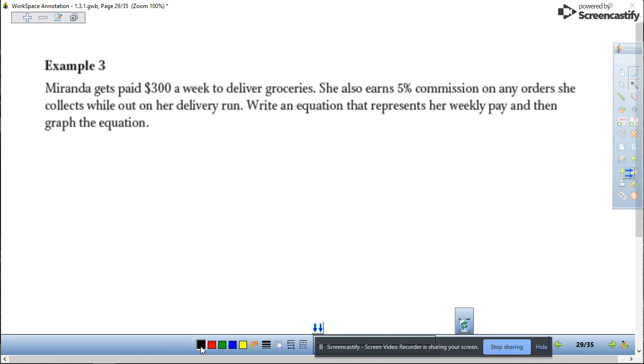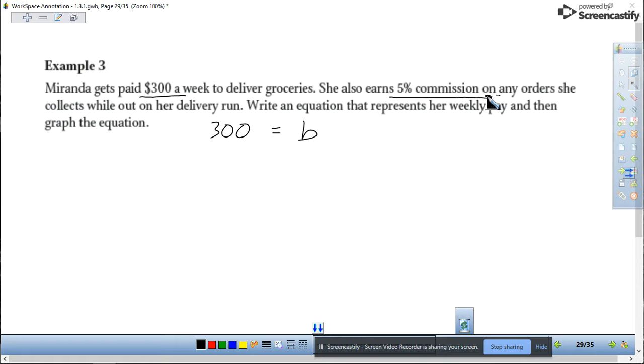So she gets paid a set amount, $300. Okay, that's going to be your B value. Go ahead and clear that up before we do anything else, because she gets that set amount each week. All right. So she gets $300, and that's going to be her starting amount, which is your B value. And then she also earns 5% on any orders she collects during that week while on her delivery runs.